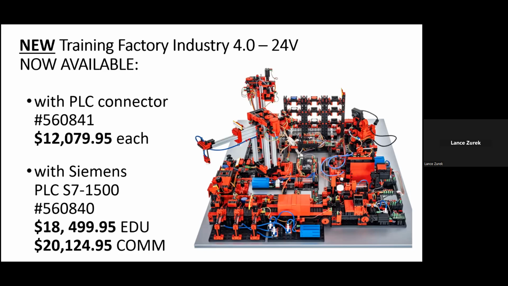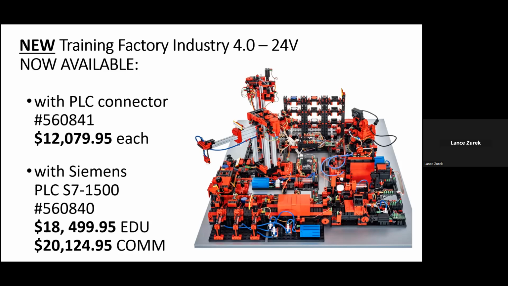There is one that includes the PLC connector. So this means that all of the additional wiring that one would normally have to do with any of these 24-volt variations, that would be the wiring that goes from the model itself to the PLC. Normally, that's something the end user has to do, but in this case of the model you see over here, 560841, there is one that includes the wiring and the PLC connection board. That variation is $12,079.95.